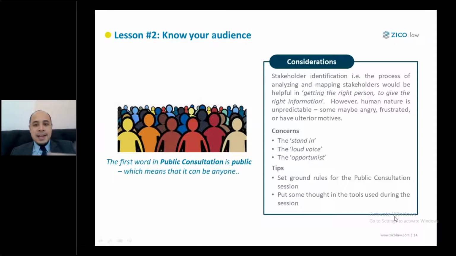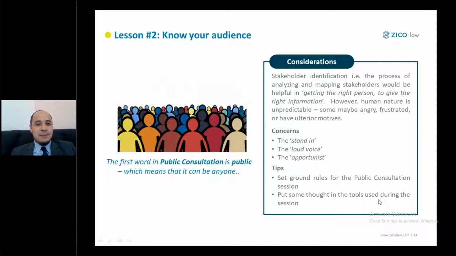But in the end, even though they send the right target group, you can't predict human nature, or human personality. So you don't know if the people who are coming are going to be garang? Are they going to be quiet? Are they going to be involved, and so on? Now, if you look at certain types of audience members, I put some concerns there. What is this stand-in? It is so typical in any consultation session that you go to.